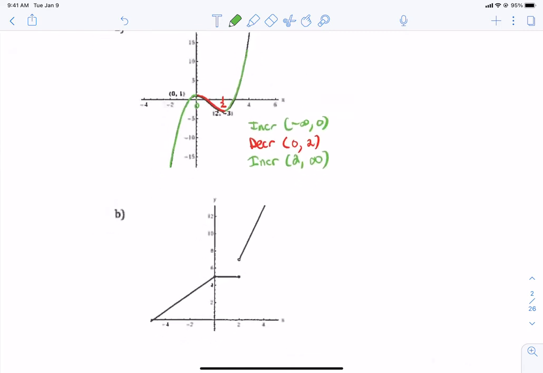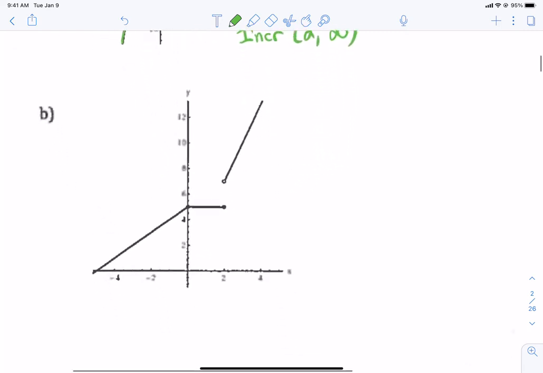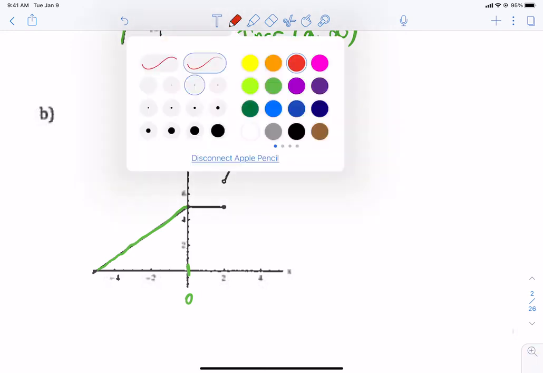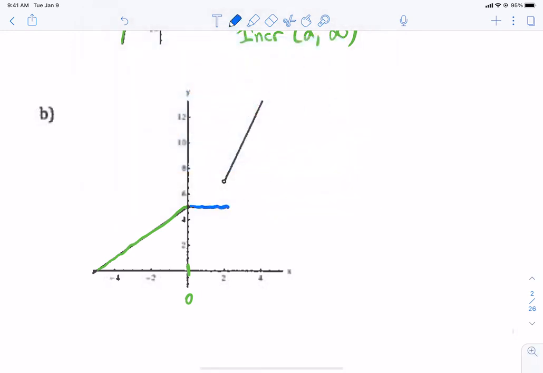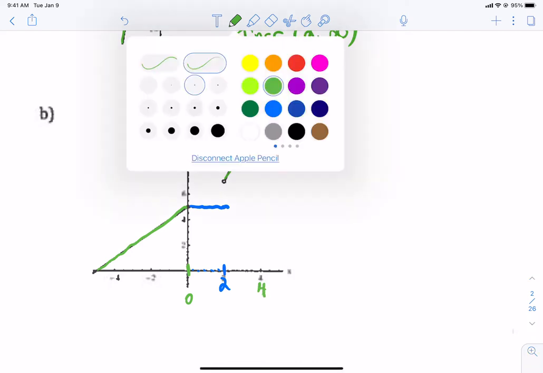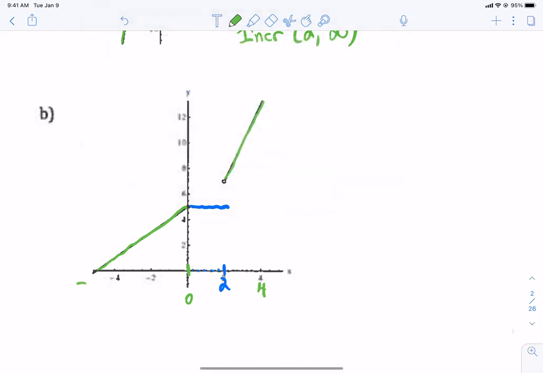Let's just look at B real quick. I'm not going to write out the intervals, but again, think about what you want. Increasing to an x value of 0. Constant from an x value of 0 to an x value of 2. And then increasing again from an x value of 2 probably to an x value of 4. And I would assume this x value here is probably negative 5.